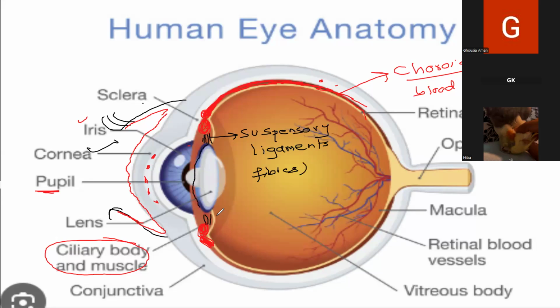So this is our lens. Our lens is made up of thin tissues, transparent, stretchable, flexible, and this particular shape of the lens is called convex lens. So we have a convex lens. So the front side of the choroid has got ciliary muscles. Ciliary muscles give rise to the suspensory ligaments. Suspensory ligaments hold the lens at its place.